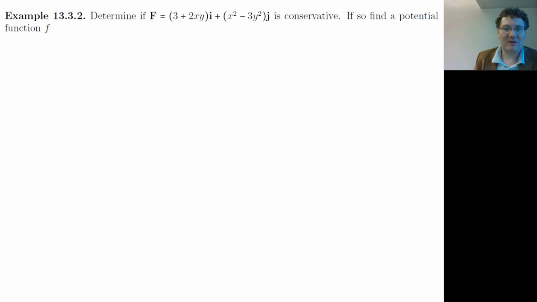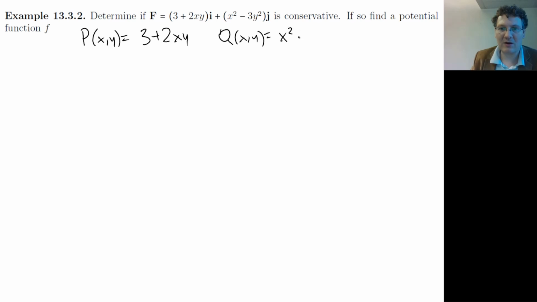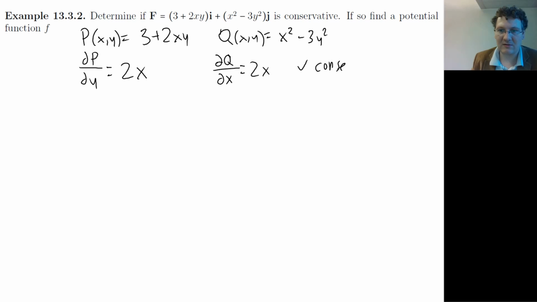Let's take a look at this one. Determine if this vector field is conservative. If so, find a potential function f for it. Well, P of x, y is 3 plus 2xy, and Q of x, y is x squared minus 3y squared. Well, the partial P with respect to y is going to be 2x, that's straightforward. The partial Q with respect to x is going to be 2x also. Look, this is conservative.